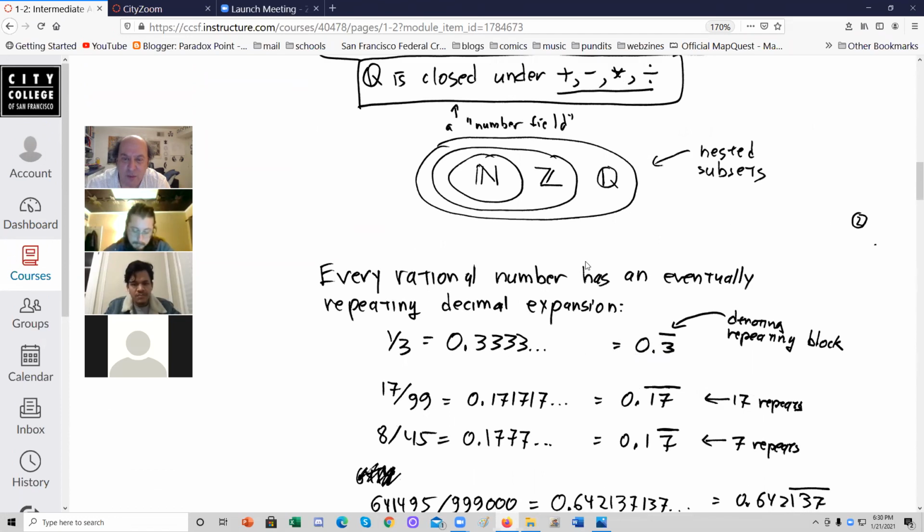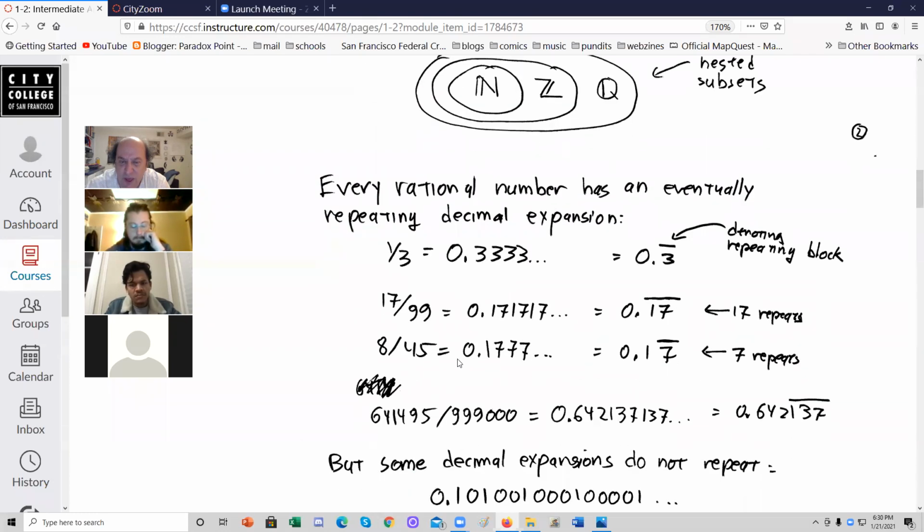Now, if you take a rational number and you expand it into decimals, it'll eventually repeat. 1/3 is 0.333333, etc. We denote that 0.3 with a line right above the repeating block. 17/99 is 0.171717, repeating forever. We denote that by 0.17 with a line over the repeating 17 block. 8/45 is 0.17777. So here, just the 7 repeats, and this 1 just appears once. So we note that as 0.17 with a line over the 7, and not over the 1.